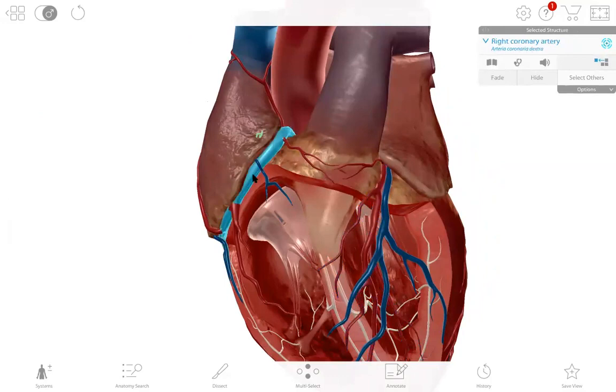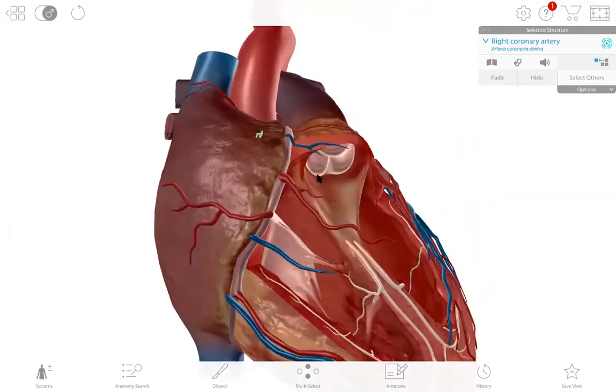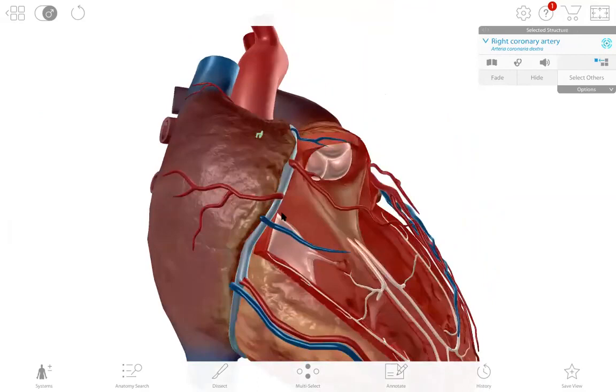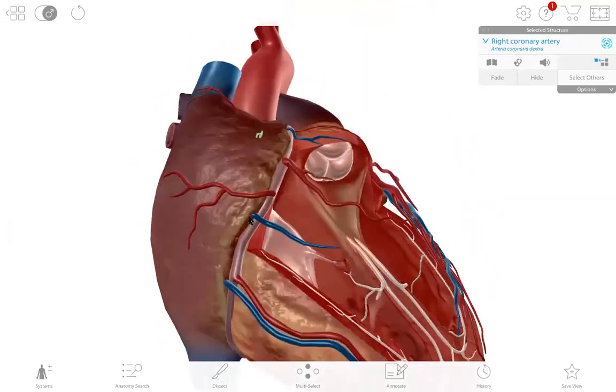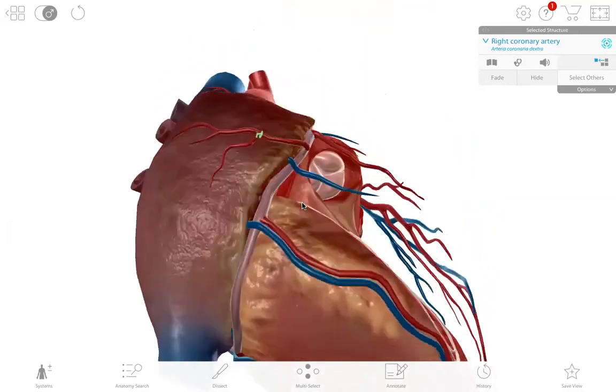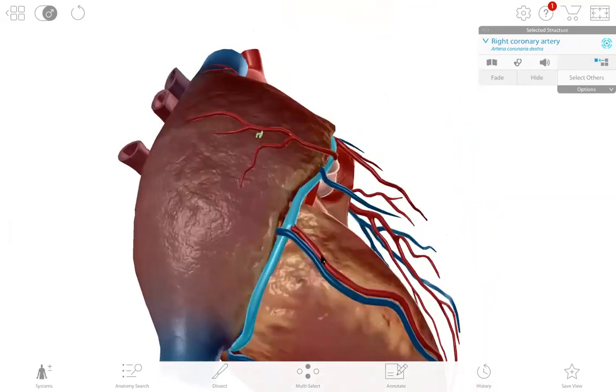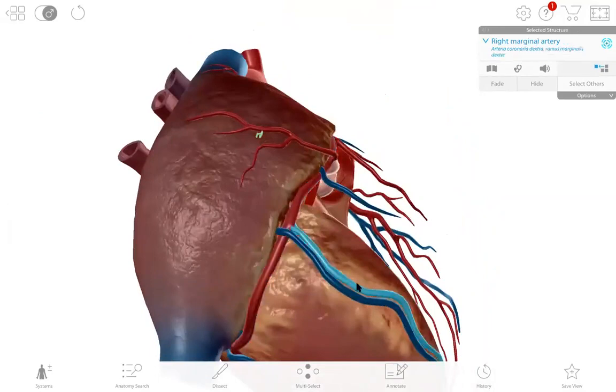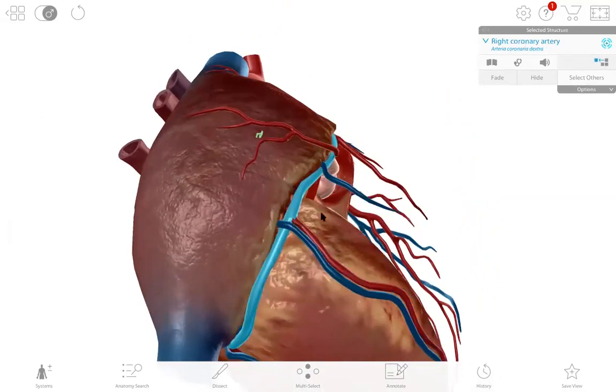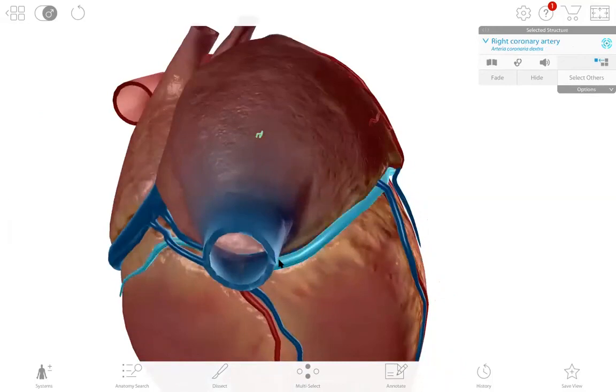will run into the atrioventricular groove, and if we follow it completely, look, the right coronary artery will give this right marginal artery, which will be on the right border of the heart, and the right coronary artery will continue in the groove until it makes an anastomosis with the left side.